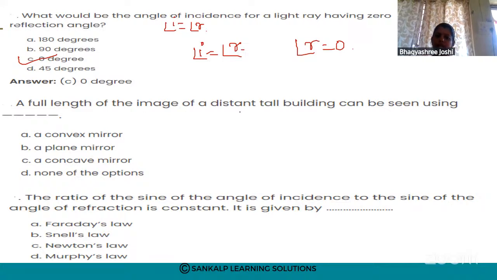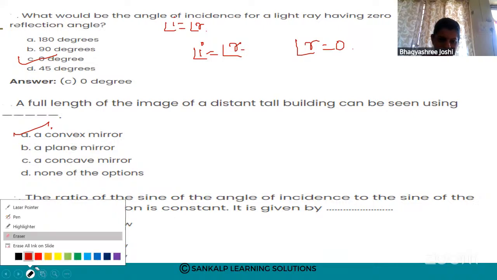A full length of the image of a distant tall building can be seen using which mirror? There is a tall building that we have to observe. Which mirror will you use? Full length of the image of a distant tall building can be seen using a convex mirror, plane mirror, a concave mirror, or none of the options. So which mirror are you using? A convex mirror, right?